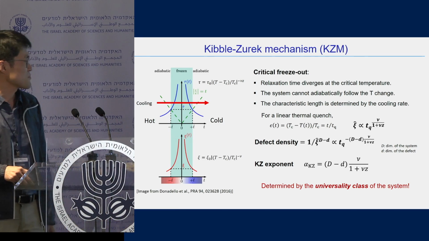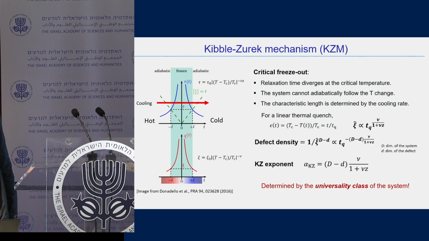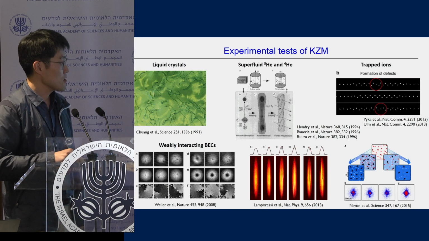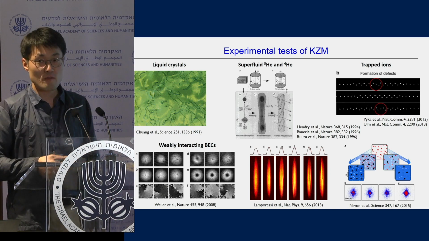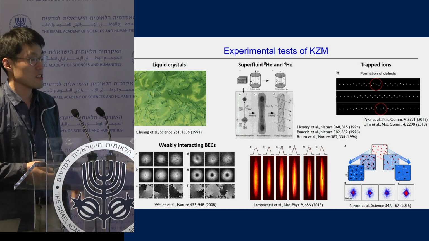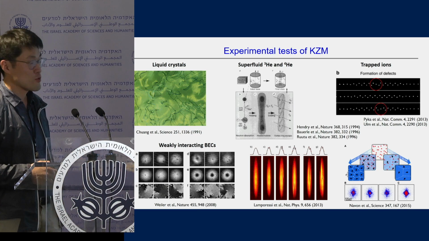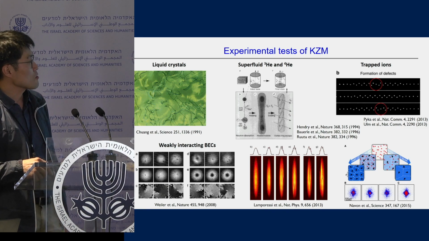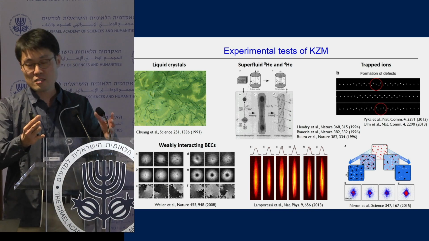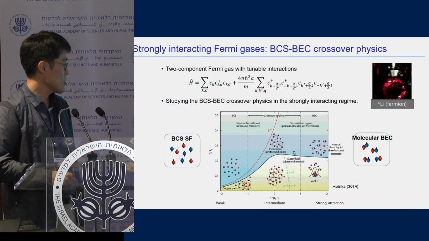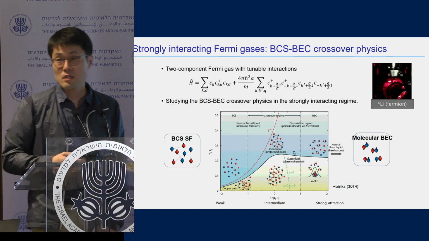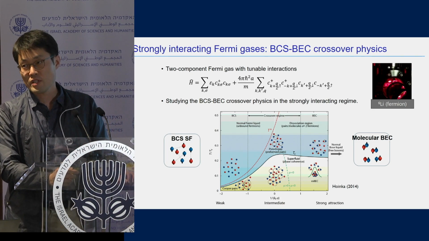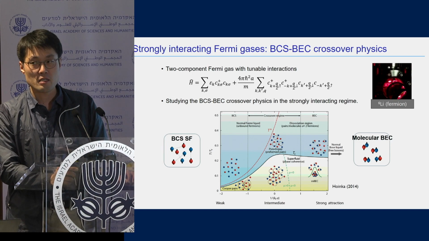Z is the dynamic critical exponent of the system, and this nu and z are critical exponents of the phase transition. Okay, so it's a very beautiful prediction, and many experimentalists tried to confirm it using many different systems: liquid crystal, superfluid helium, trapped ion in a small version of testing, and also the atomic gas system has been used to study this. But we are also using our system to test this interesting physics.